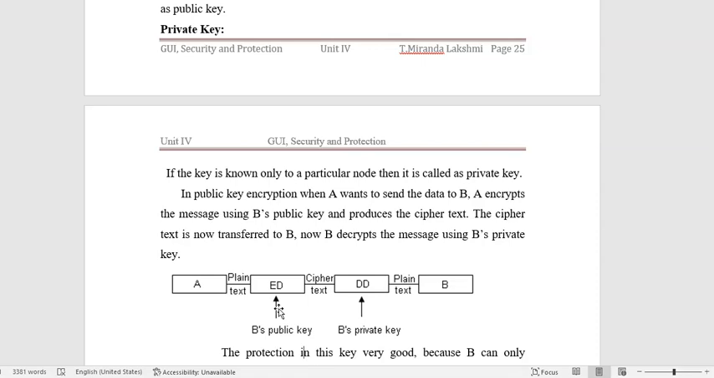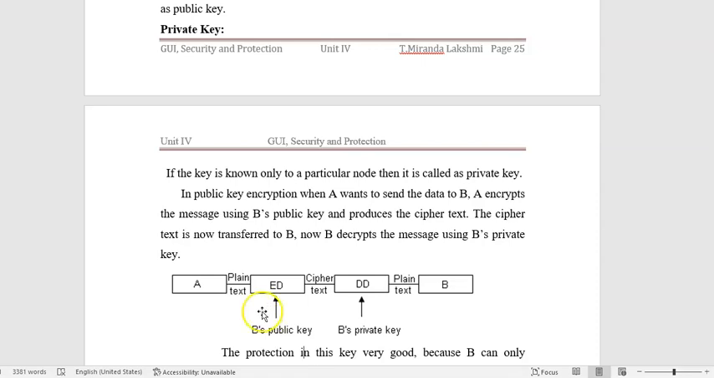For example, your roll number or your email ID are called public keys. Your password, since each one will have an email password, each one will have a phone lock, all these are called private keys. They can be opened only by a particular person.